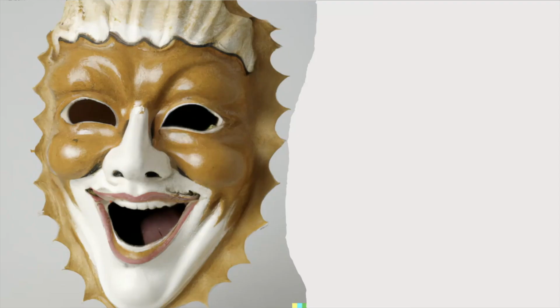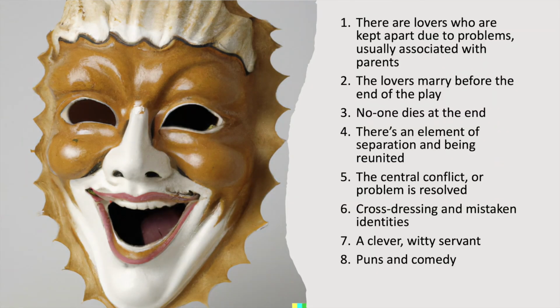Well, key ideas are: Number 1, there are lovers who are kept apart due to problems, usually associated with parents. For example, Portia has the obstacle of her father's will to overcome before she can marry, and Jessica has the obstacle of her father, Shylock. Number 2, the lovers marry before the end of the play. Number 3, no one dies at the end.